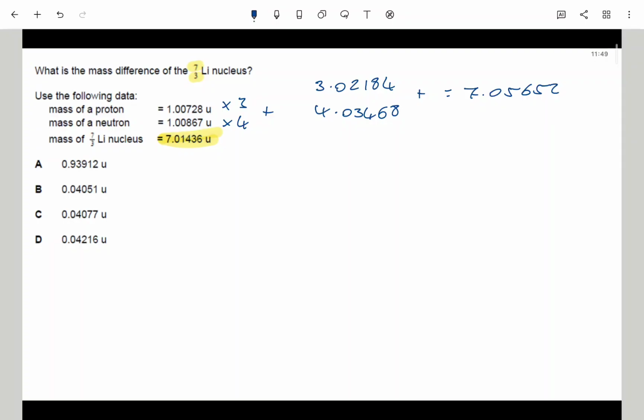That's the mass if they were all separated. It wouldn't be a nucleus then, it'd just be 3 protons and 4 neutrons. So the mass defect is going to be the difference between those two values: the calculated separated nucleon value and the actual mass of the lithium nucleus, 7.01436. So that'll give you a mass defect of 0.04216. So that's D. Well done if you got that.